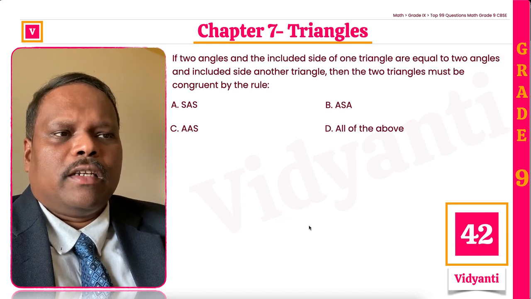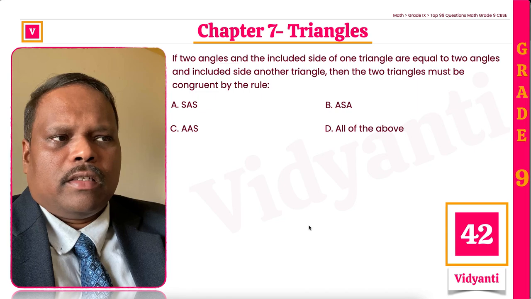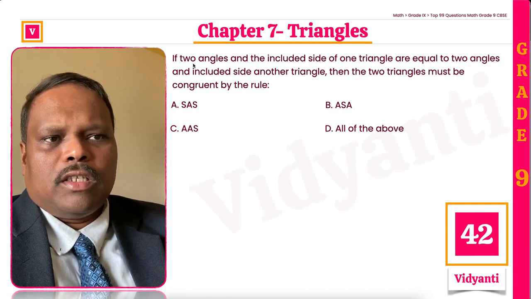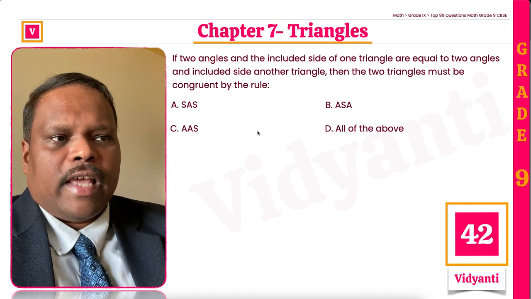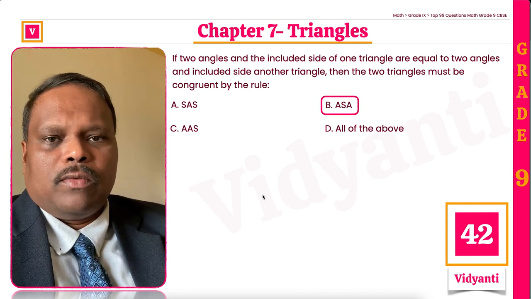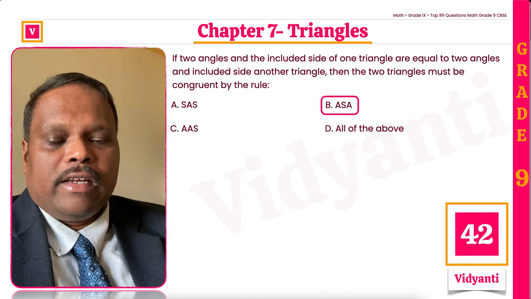Triangles. If two angles and the included side are equal to two angles and the included side, then here the key words are two angles and one side, the included side. So we have angle, side, angle. So the correct option will be ASA, which represents angle, side, angle.